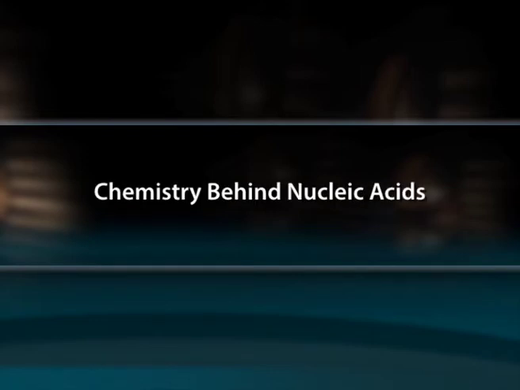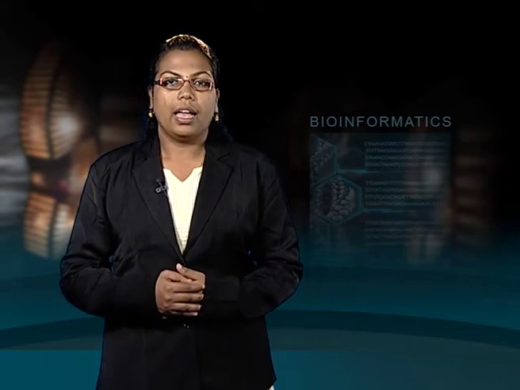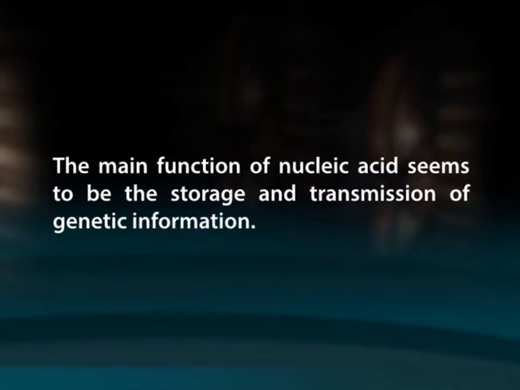Chemistry behind nucleic acids. A basic property of living systems is that they have a chemical basis for the storage of genetic information. Generally, nucleic acids act as the genetic material in every living cell and carry information from one generation to the next. Information encoded in the genetic material is answerable for establishing and maintaining the cellular and biochemical functions of an organism. They are high molecular weight polymers and were mainly established in two different types called DNA and RNA. The main function of nucleic acid seems to be the storage and transmission of genetic information.